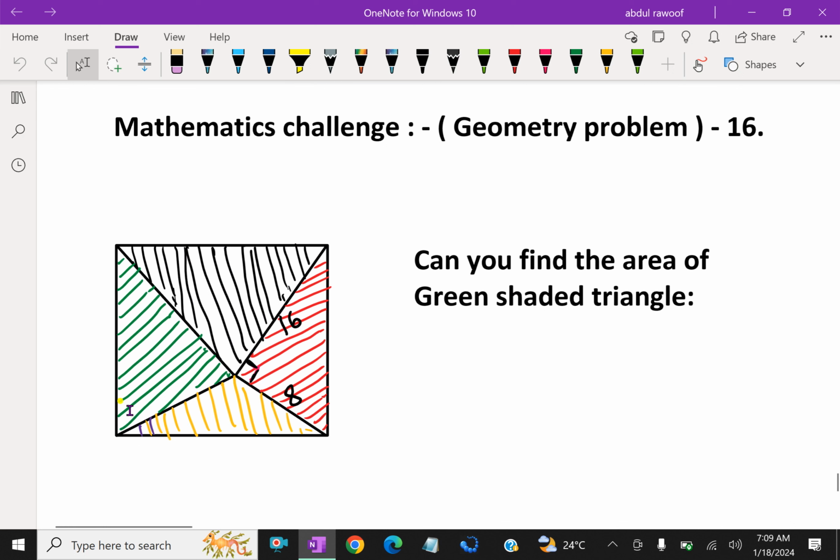Look at this figure. It's a square and it is split into four different triangles. Can you find the area of the green shaded triangle? Here, the red shaded triangle is given as this. Suppose it's 16 and 8, and in between it's a 90 degree, a perpendicular. How do we find the area of the green shaded triangle?